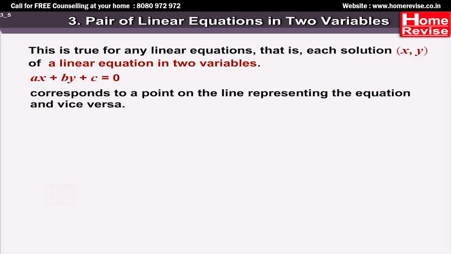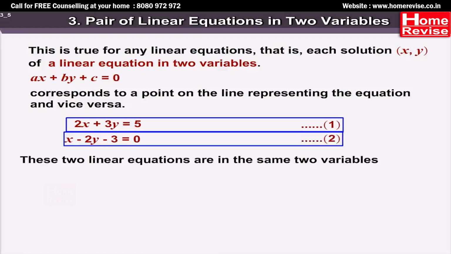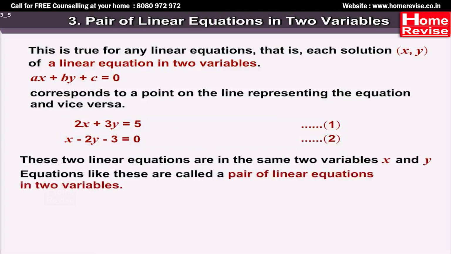Now consider the two equations. 2x plus 3y is equal to 5 and x minus 2y minus 3 is equal to 0. These two linear equations are in the same two variables, that is x and y. Equations like these are called a pair of linear equations in two variables.